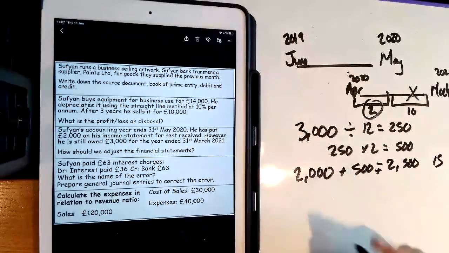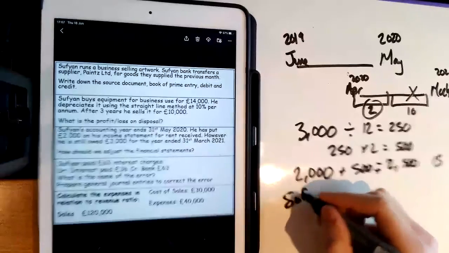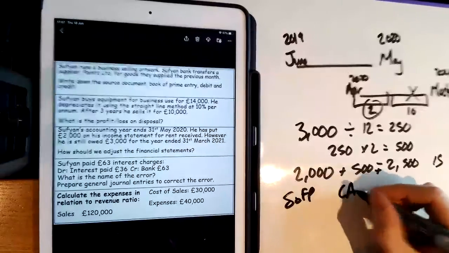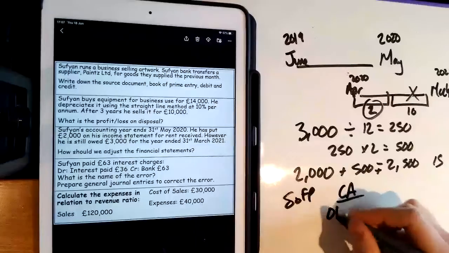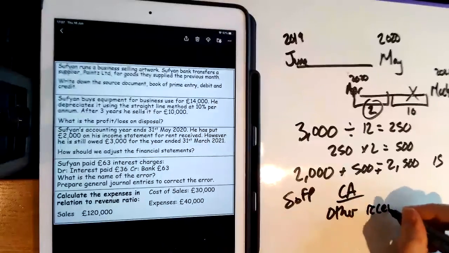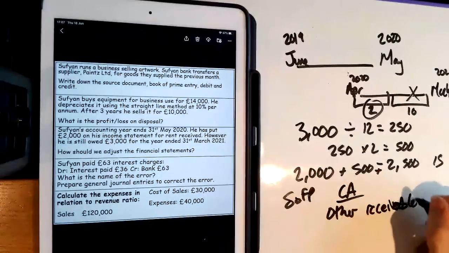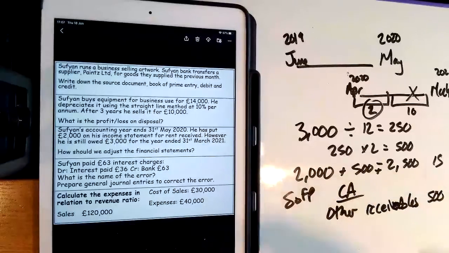And since we're owed it, on the statement of financial position it would be a current asset called other receivables and £500. So it's an asset.